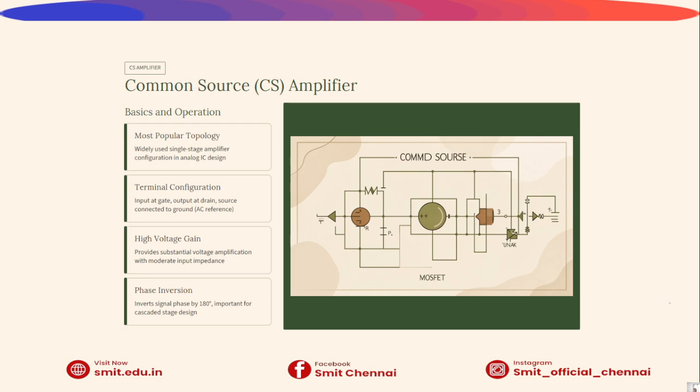Next we see about the common source amplifier basics. The common source amplifier is the most popular topology. Input goes to the gate, output is taken from the drain and the source is grounded. It provides high voltage gain but introduces a 180-degree phase inversion. This inversion is important when cascading multiple stages.